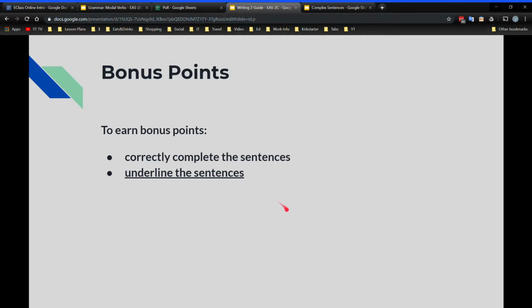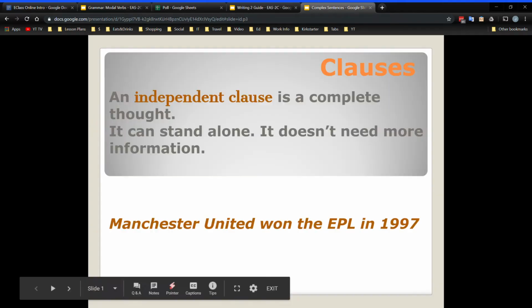Okay? So that's really all there is for the writing guide. And since this is complex sentences, I feel like it's probably a good opportunity to go back and do a little review of complex sentences. So we're going to do that now.